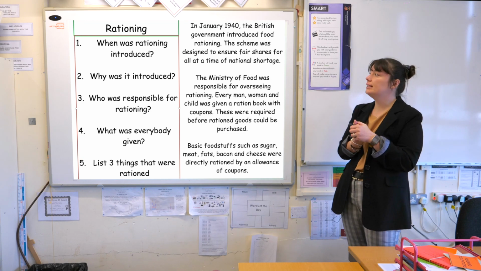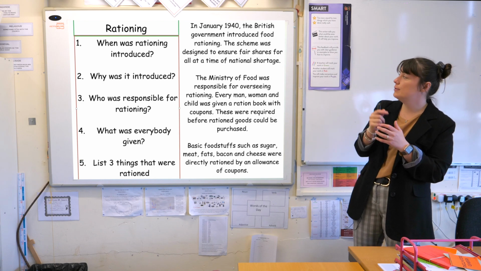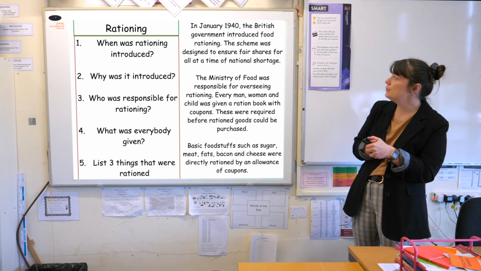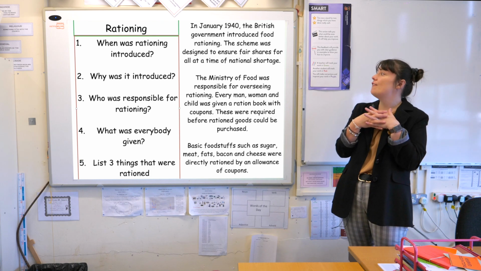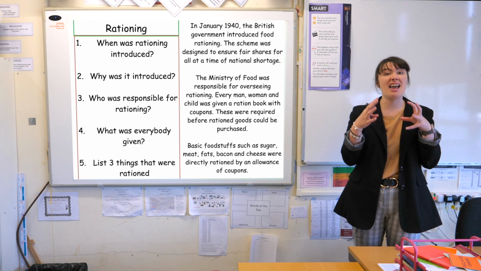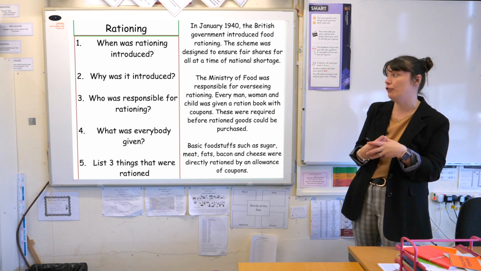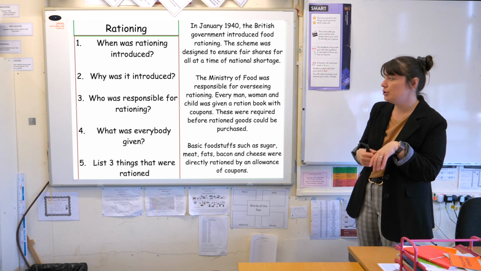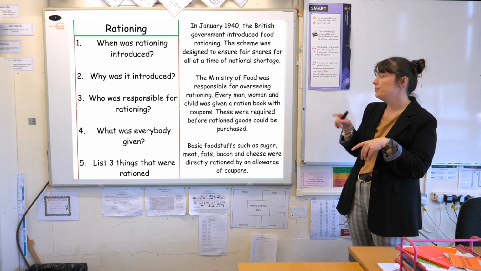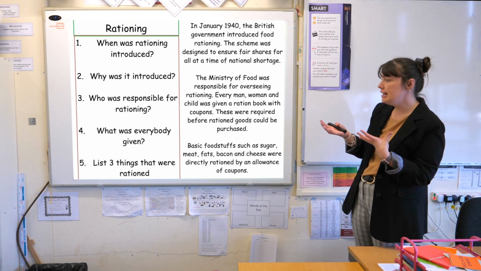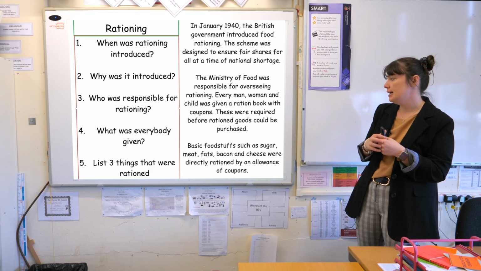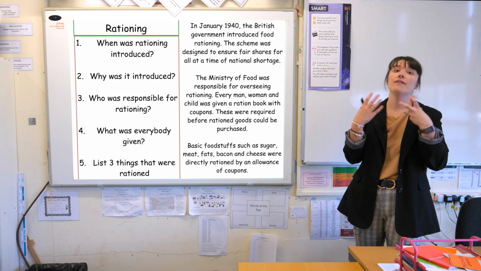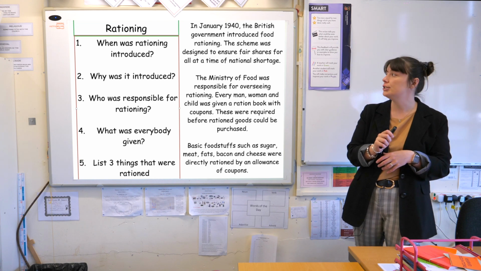Okay, so quickly, when was rationing introduced? It was introduced in January 1940. Why was it introduced? To ensure fair shares for all, so that everybody got some basic food. Who was responsible for rationing? The Ministry of Food. What was everybody given? A ration book. And three things that were rationed: you could add sugar, meat, fats, bacon and cheese. They were some of the first things that got rationed.